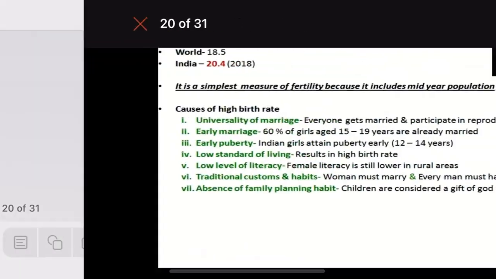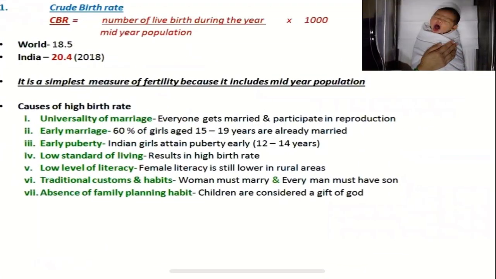So this topic is very simple, guys. Crude birth rate is the first thing we saw. In the crude birth rate, you take the total number of live births divided by the mid-year population. In India, the crude birth rate is 20.4, and we saw the various causes that make fertility high and the crude birth rate go high.